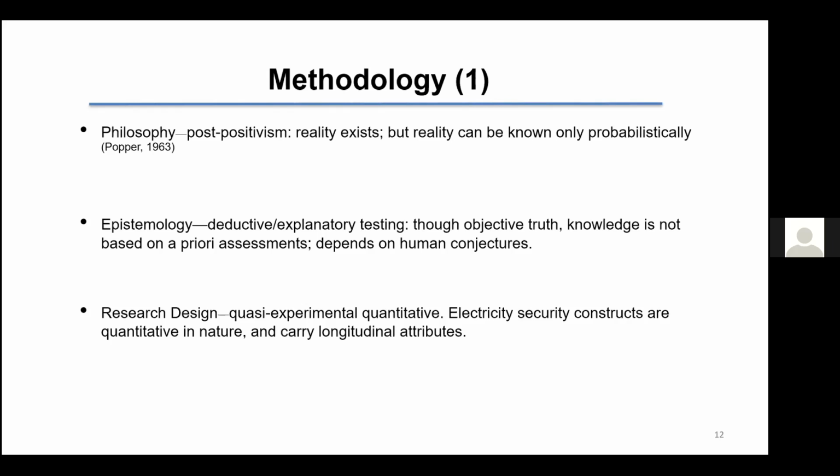In terms of phenomenology or epistemology or the knowledge creation process here, this study will follow a deductive or explanatory testing approach. And the theory behind here is, though truth could be objective, which is knowledge here, knowledge is not necessarily based on a priori assessment as positivists claim. It depends also on human influences.